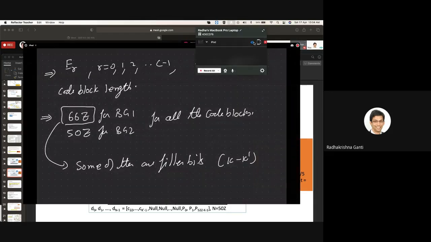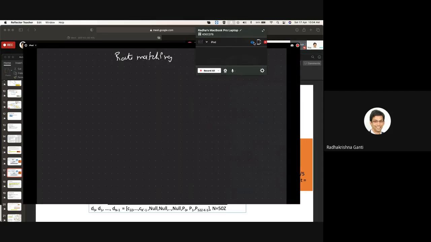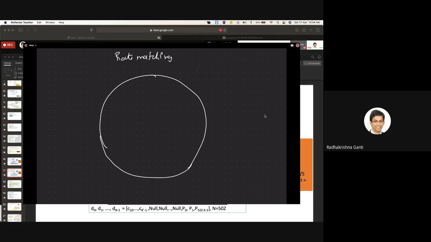So what you do is you take a circular buffer. This is done for each code word. Okay, you take a circular buffer. I'll tell you the length of the circular buffer and other things later. What you do is you write your code word. So the output of LDPC is 66Z bits. I'm just going to focus on BG1. Okay, so you write B0, B1, B2, and so on.